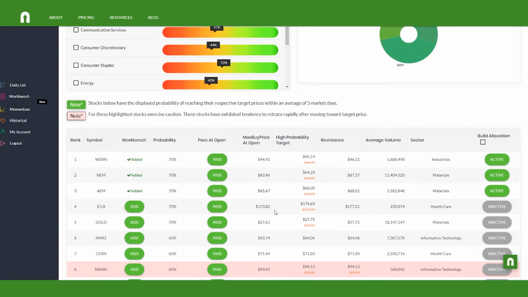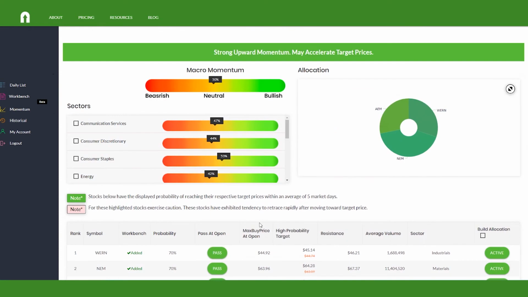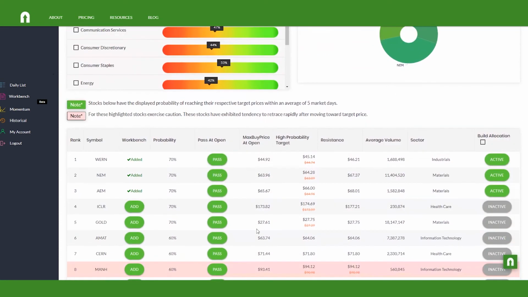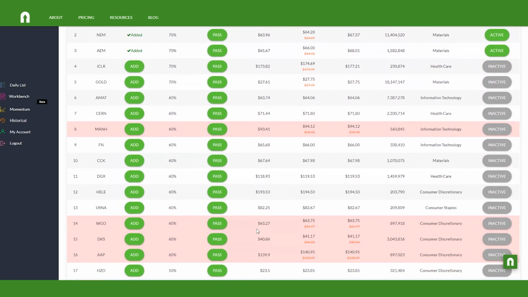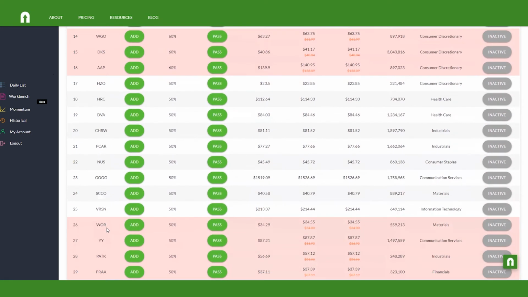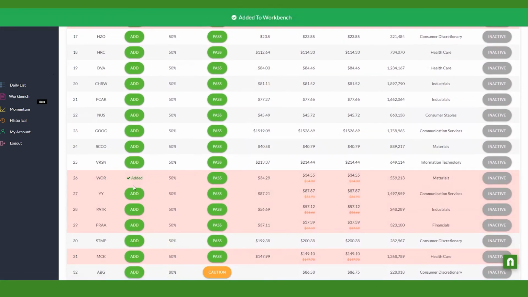So you've got some that are highlighted red, and these are exclusive to the premium section. But what it does do is something pretty interesting. So we're going to go down to WOR as a case study here. So we're going to add that to our workbench. And it passed this morning, but it is showing this red color, right? Now it says the max buy price at open is at 34.29 with a high probability target of 34.55.